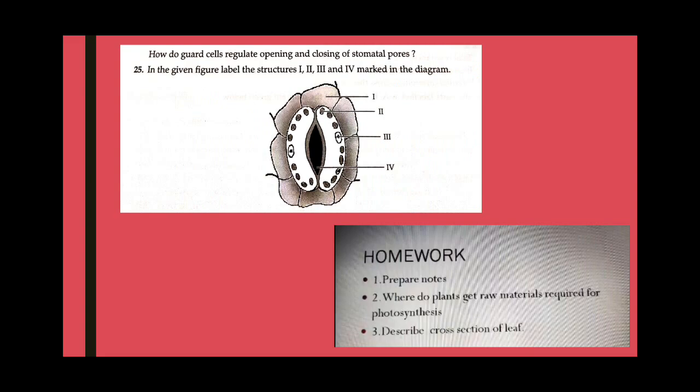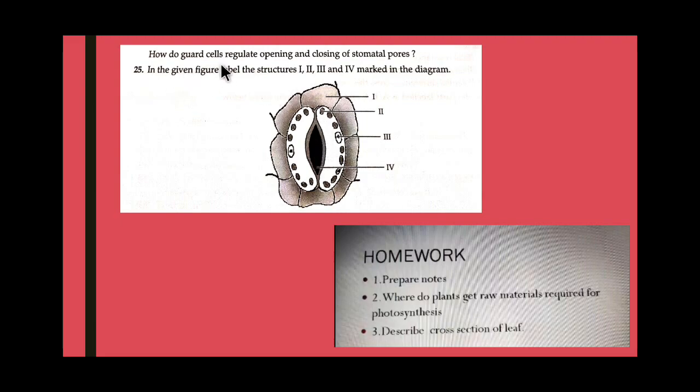Now next, how do guard cells regulate opening and closing of the stomatal pore? In the given figure, label the structures 1, 2, 3, 4 marked in the diagram. Now 1 will be the epidermal cell, and 2, as you know, is the chloroplast, nucleus, and this is the stomatal pore.